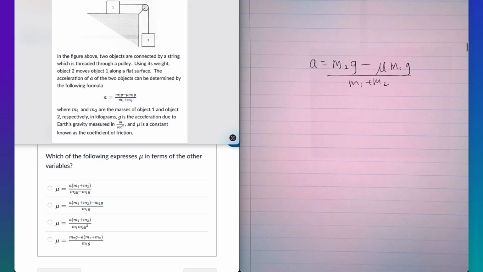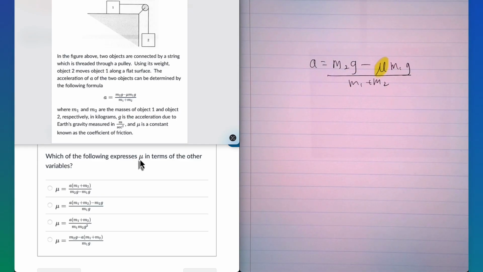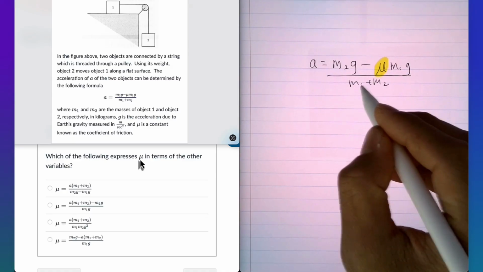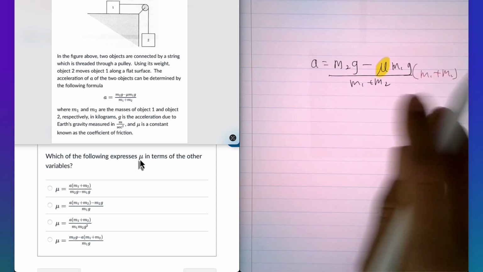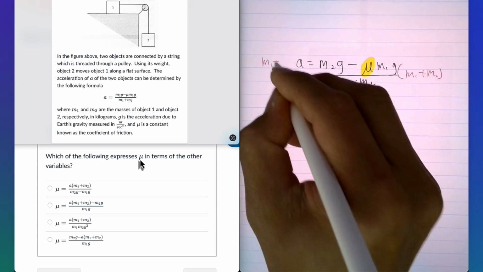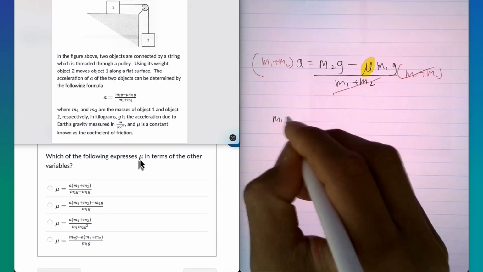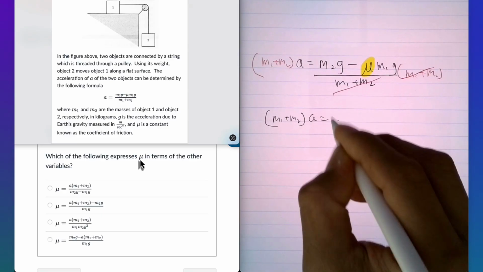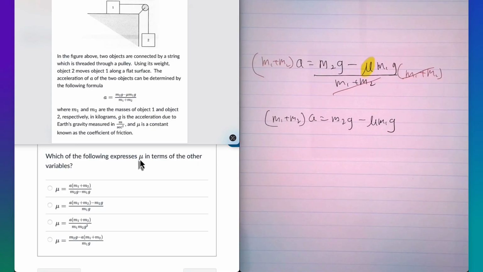Okay, so what we need to do, let's just jump to the question. We need to find mu here. Mu is right here. So this question is simply rearranging the variables. So let's first get rid of this m1 plus m2. Add these on both sides, and you cancel that out. We have m1 plus m2 times a is equal to m2g minus mu m1g. We're looking for mu.